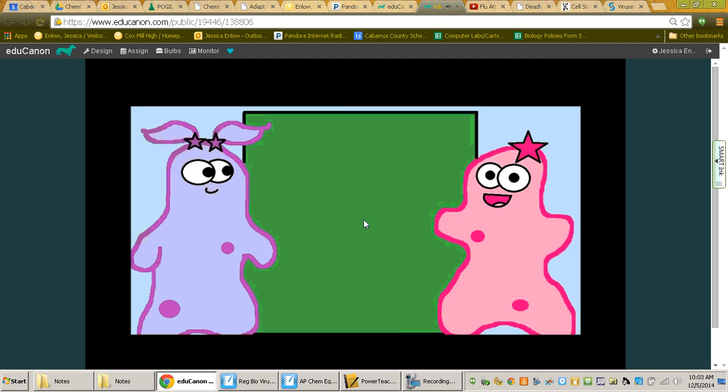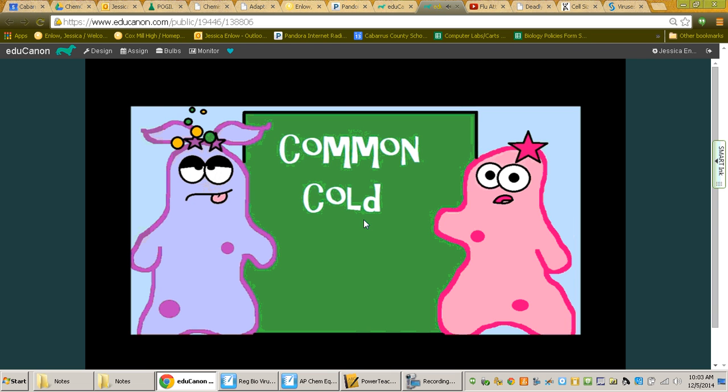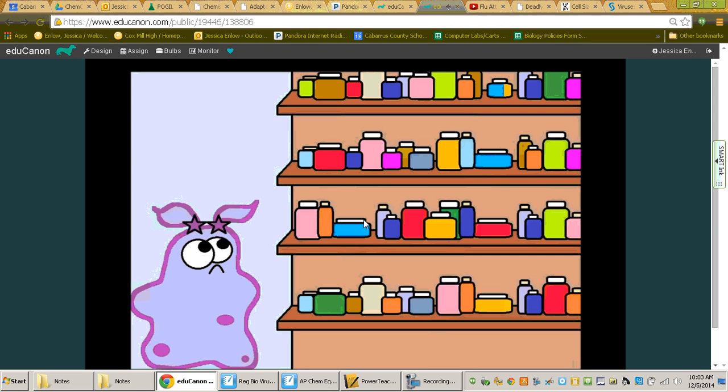Chances are, in your life, you've had the common cold before. The cold is extremely common. You know, it causes the sneezing and the coughing and just makes you feel awful. The worst thing about a cold is that you can take medications to help with the symptoms.